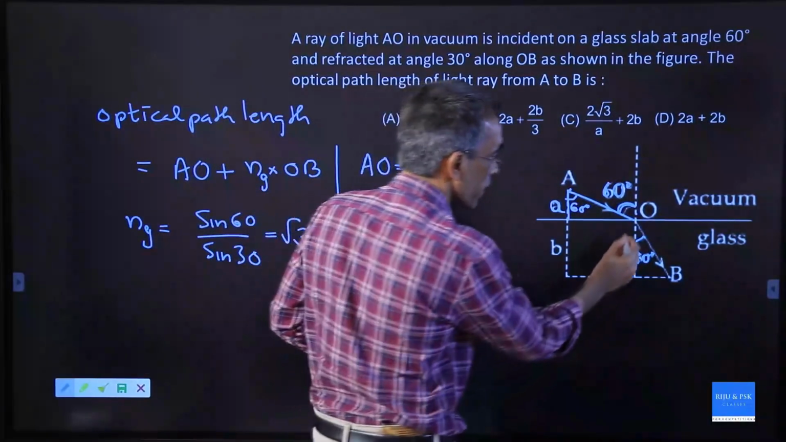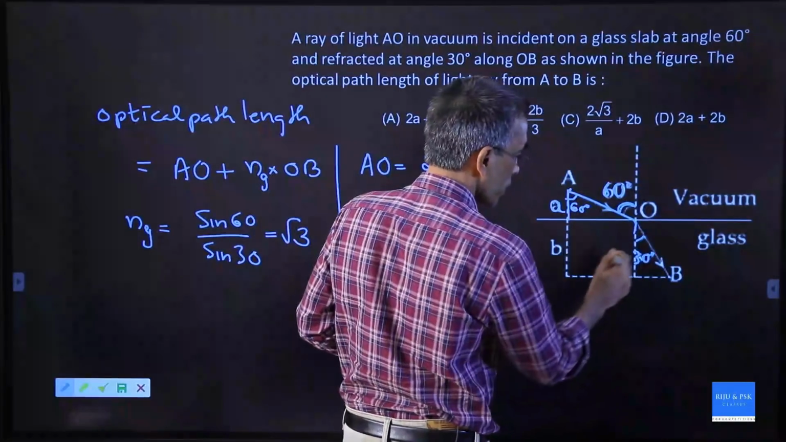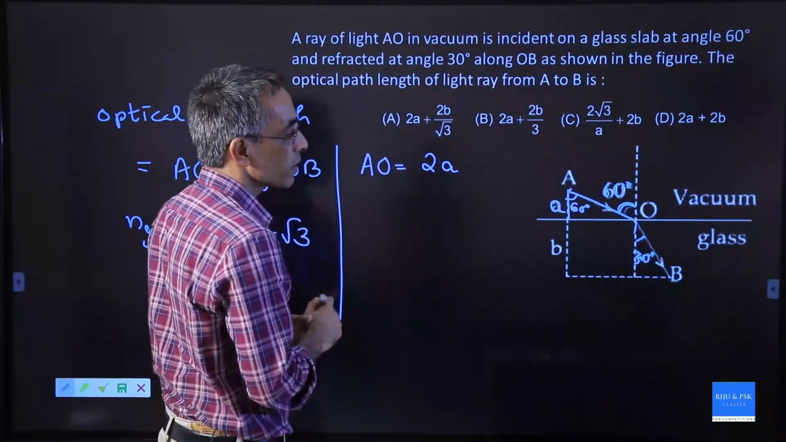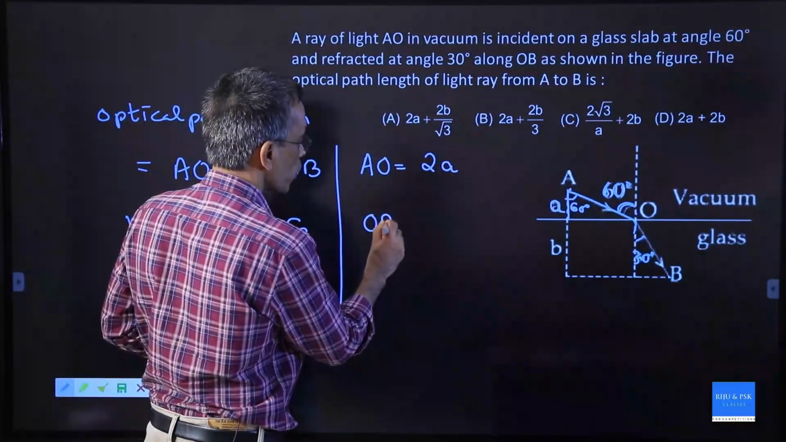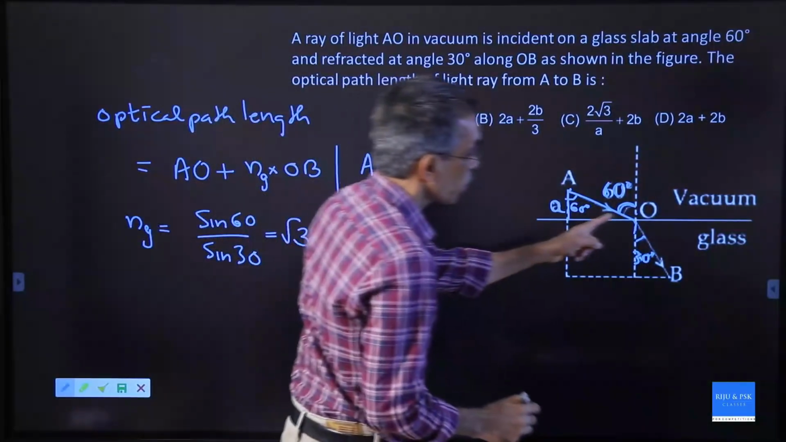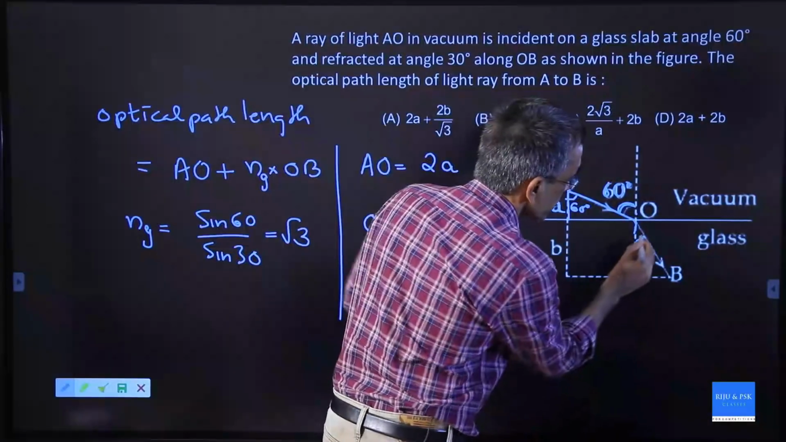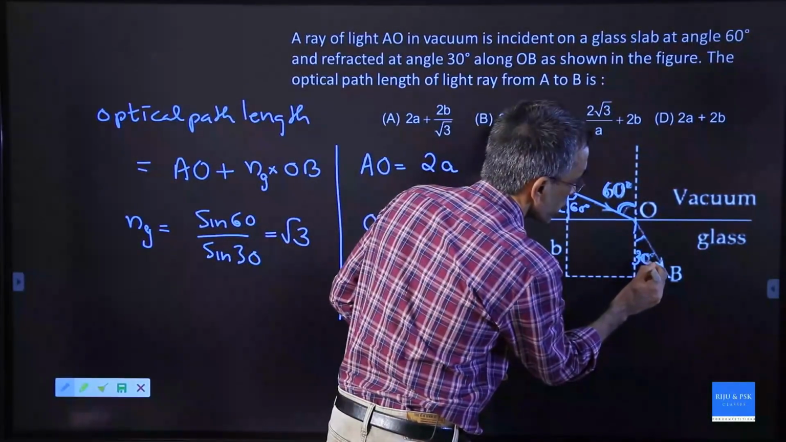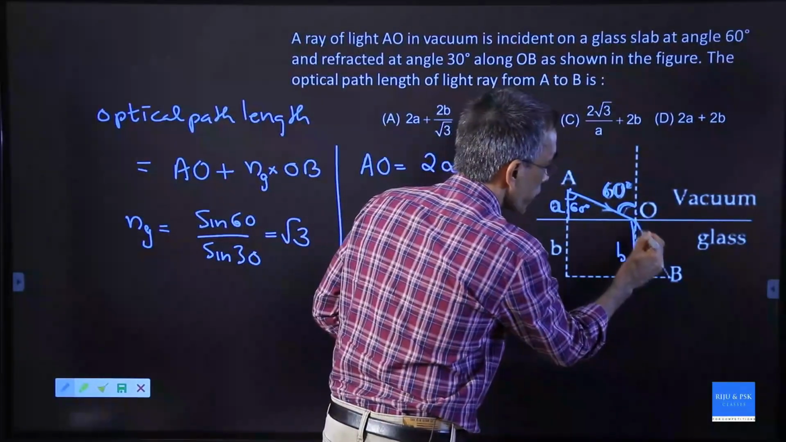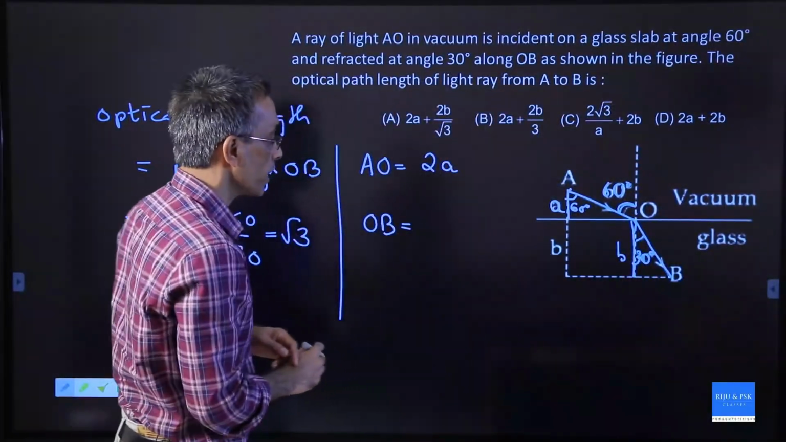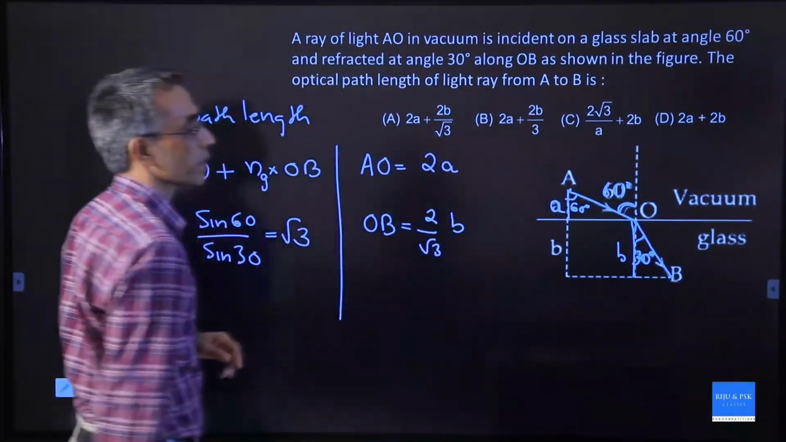Now in this triangle here, you can calculate OB. This is given as B. This side is B. That side is B. So you'll get the second diagram. You'll get OB equal to... We can see OB. This angle is 30 degree. This angle is 30 degree. So this is the side B. This side is B. You need to find out this thing, and that must be like 2 by root 3 B.